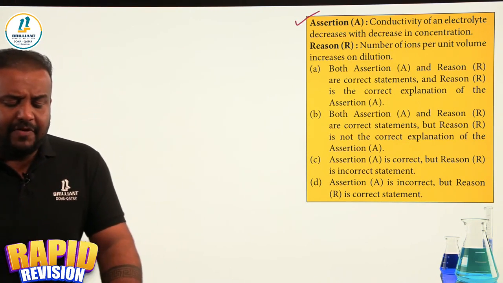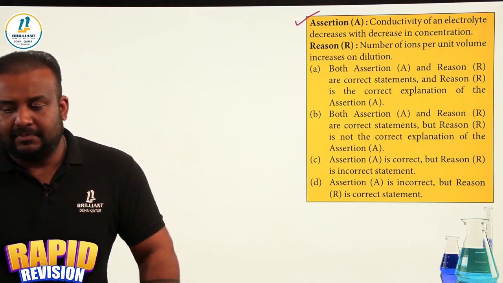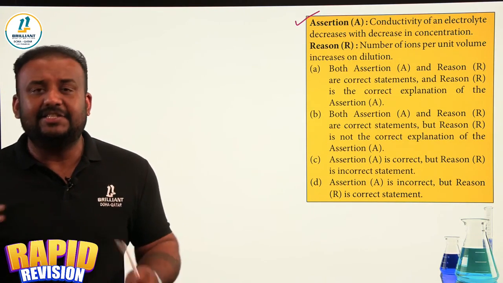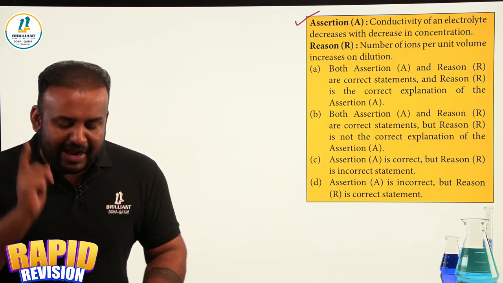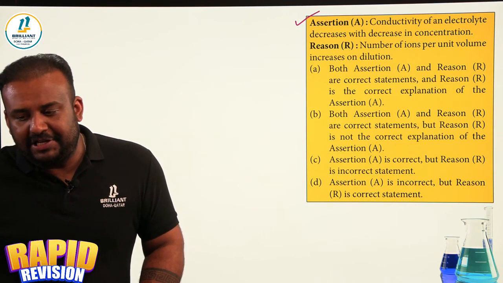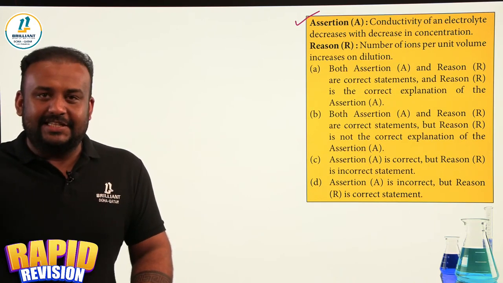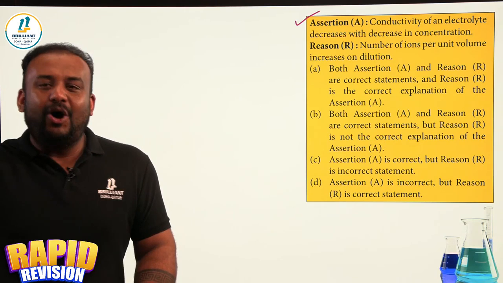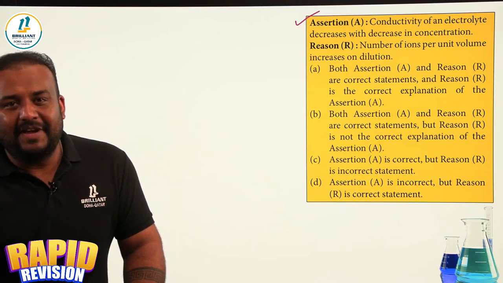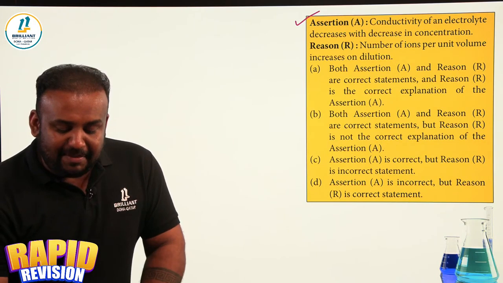The reason given is: number of ions per unit volume increases on dilution. True or false? See, I'm getting many answers as true, and I'll tell you why you have written true. Because the very moment I told you about the reason, many of you were thinking about the first part of the sentence, number of ions per unit volume on dilution. That middle word, increases or decreases, was not properly taken in. Read this statement once again.